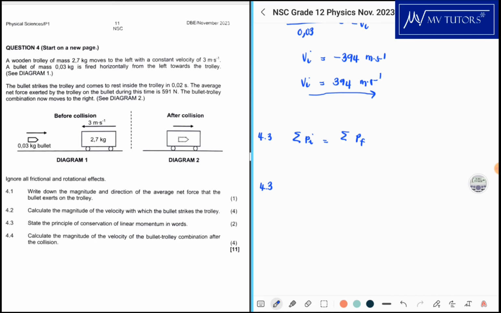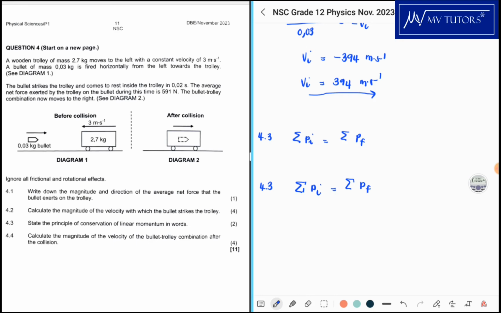And now just be aware that whenever they ask for a certain theory, the next question is more the application of the theory. So now it says calculate the magnitude of the velocity of the bullet trolley combination after the collision. Okay, so we are going to use this formula where the sum of the momentum before is equal to the sum of the momentum afterwards.